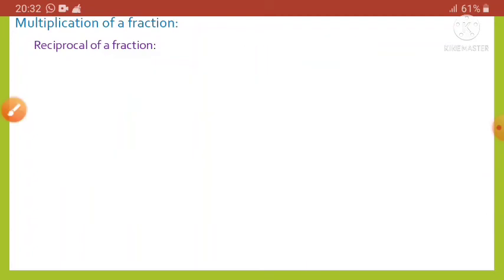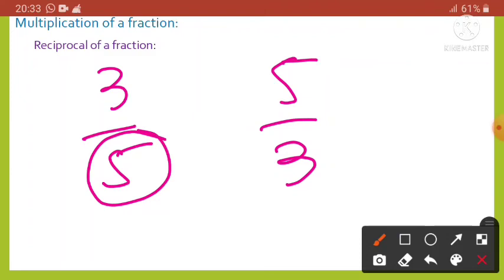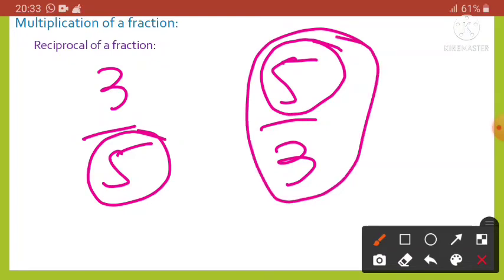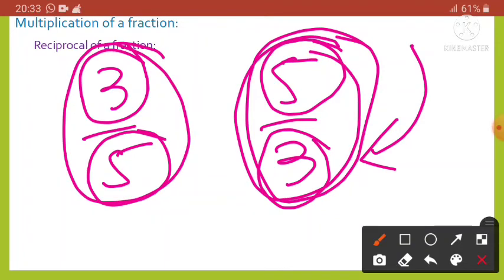If we take another example, suppose I am taking 3 by 5. So what will be the reciprocal of this fraction? We just have to interchange the numerator and denominator. So here it will be 5 by 3. The denominator in the fraction 3 by 5 becomes the numerator in the fraction 5 by 3, and the numerator 3 in the first fraction becomes the denominator in the second fraction. Okay, got it? So oppositely we can also say the reciprocal of 5 by 3 is 3 by 5.